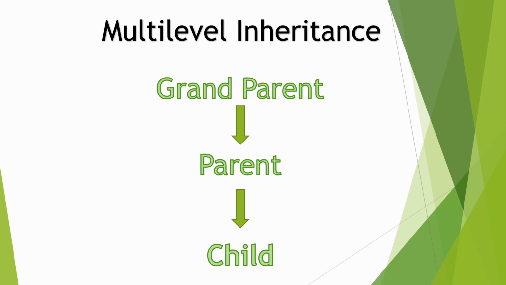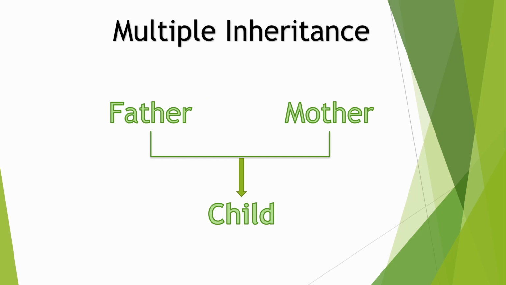And in multi-level inheritance, let's say there is a grandparent, and the grandparent's properties are acquired by the parent, and the parent's properties are acquired by the child. So this is called multi-level inheritance. And there is another inheritance called multiple inheritance, where the child will acquire properties of multiple persons, for example the father and the mother. So this is called multiple inheritance.